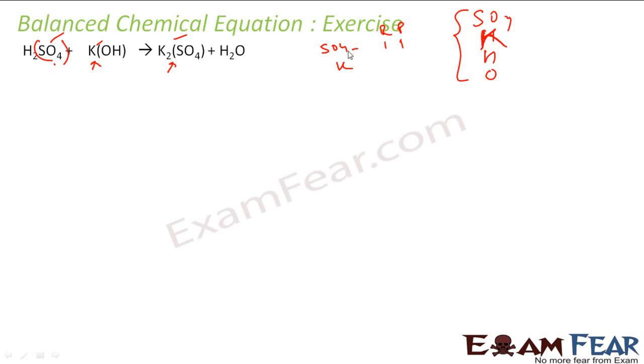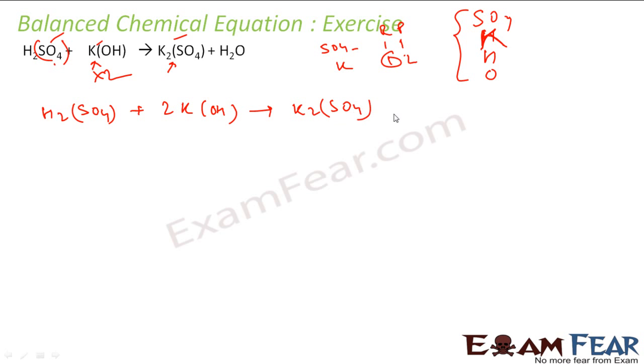Second was the potassium part. There was only one potassium here, there's two potassium here. It is not balanced, right? So let's multiply this guy with 2 to balance it. So what you get now here is H2SO4 plus 2 KOH gives K2SO4 plus H2O. Correct.